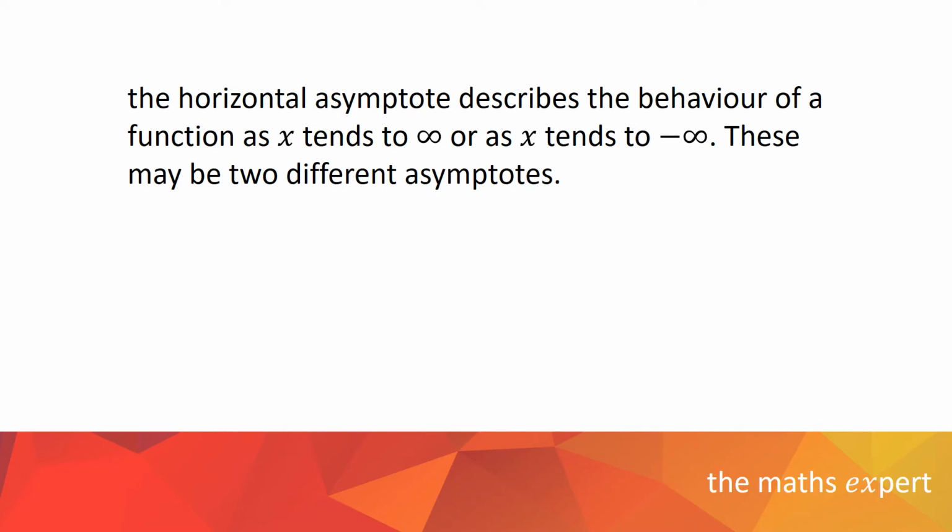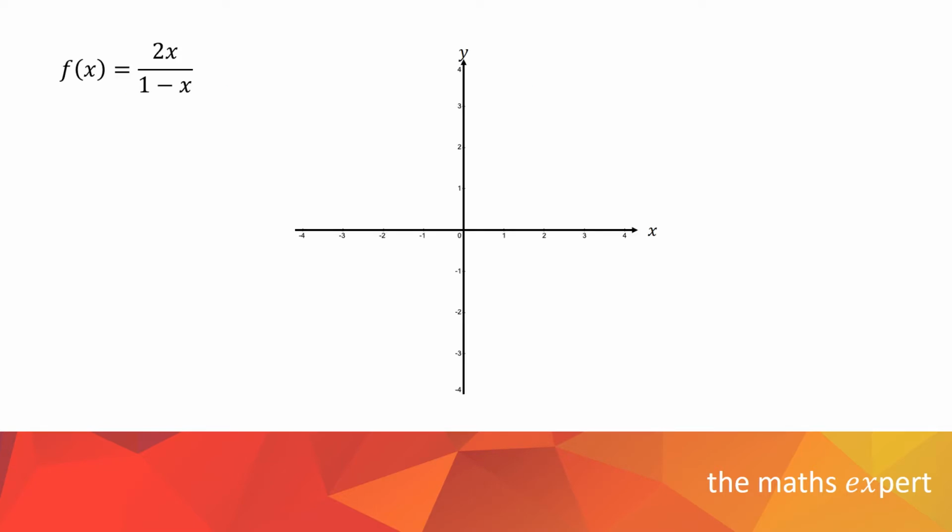Note we need to consider both the case where x tends to infinity and when x tends to negative infinity, as it is possible to get two different results. We can, therefore, conclude that a function has at most two horizontal asymptotes. I will start by looking at rational functions.